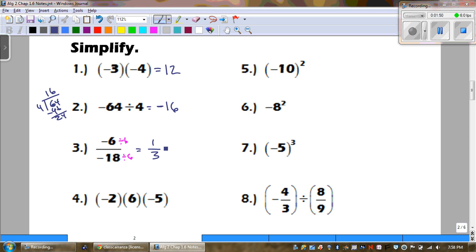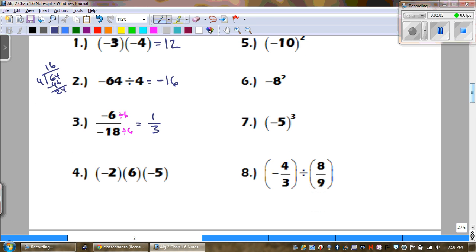Number 4. When you're doing problems like number 4, what I would do first is worry about if it's positive or negative. You have two negatives, so when you're multiplying two negatives, it makes it positive. And now we can multiply in any order that you want to. You can say 2 times 6 is 12, or 6 times 5 is 30, or 2 times 5 is 10. Doesn't matter. We'll do that one since that's what I just did. So then we got 10 times 6, and 10 times 6 is 60.